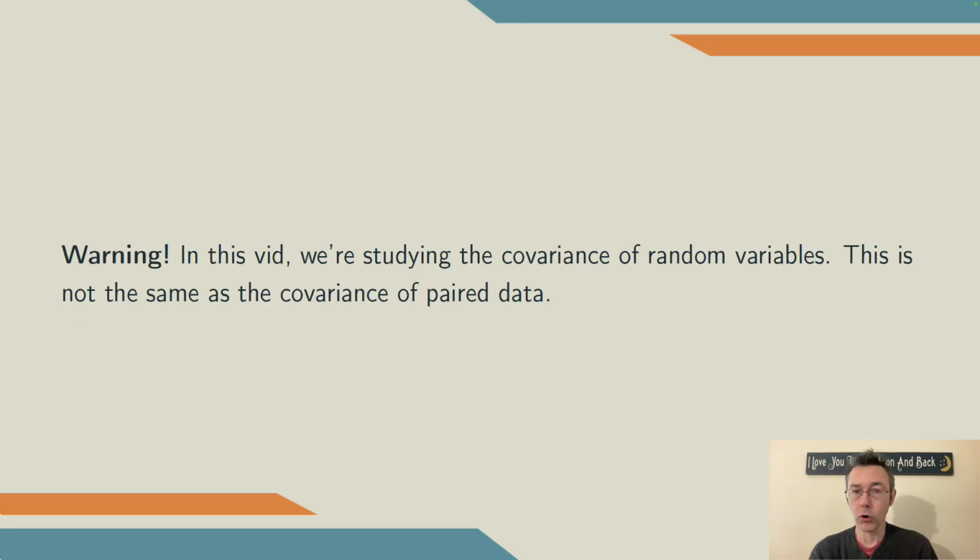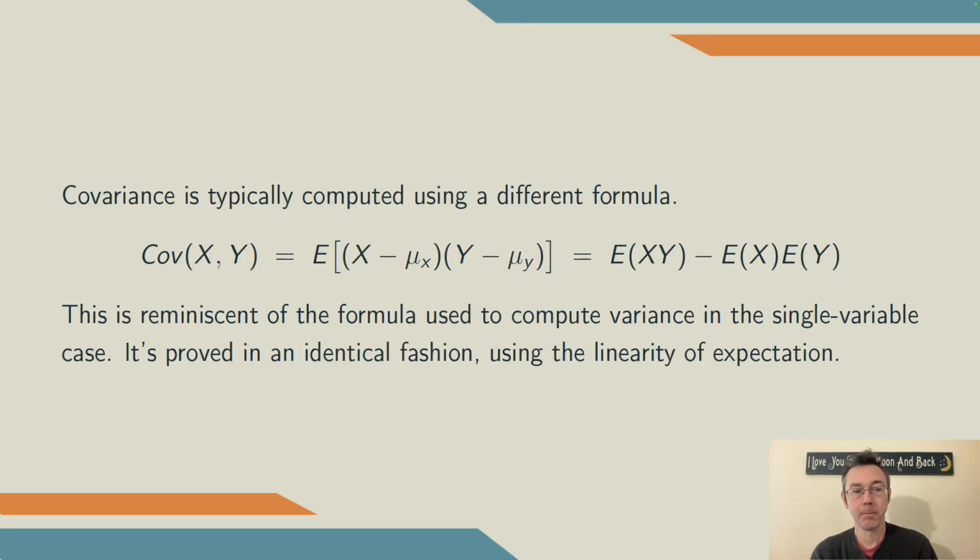One important warning is that right now I'm talking about the covariance of random variables, and in a little bit I'll talk about the correlation between random variables. And that's related to, but not the same as, when we talk about covariance and correlation of paired data.